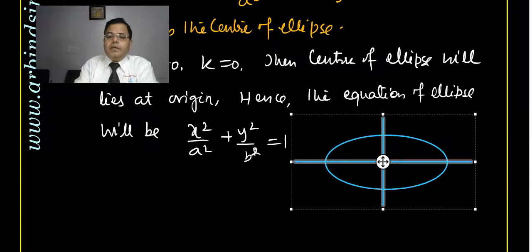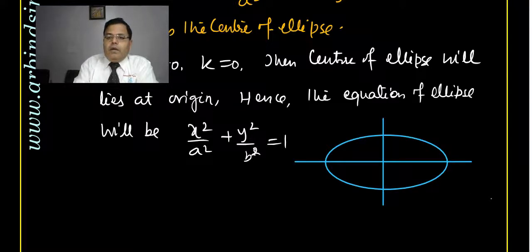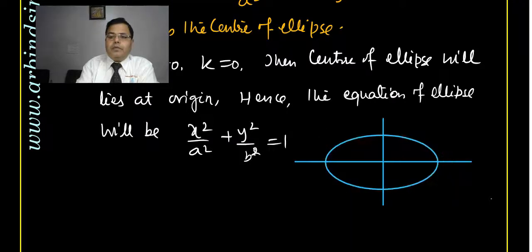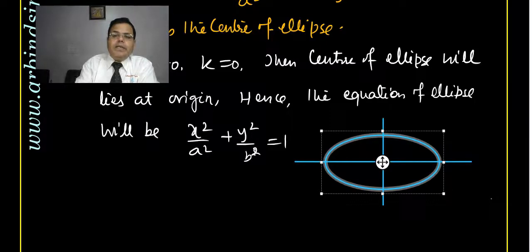Yes, this is the ellipse, and I can write here, it will be better to write here, right? If a is greater than b, there are two cases. One is a is greater than b, and the other is b is greater than a. So let me write them.